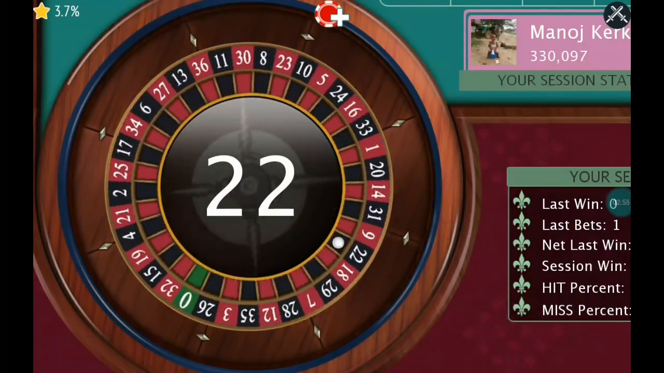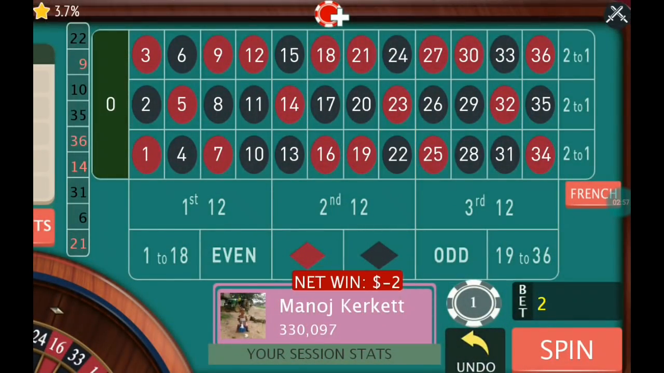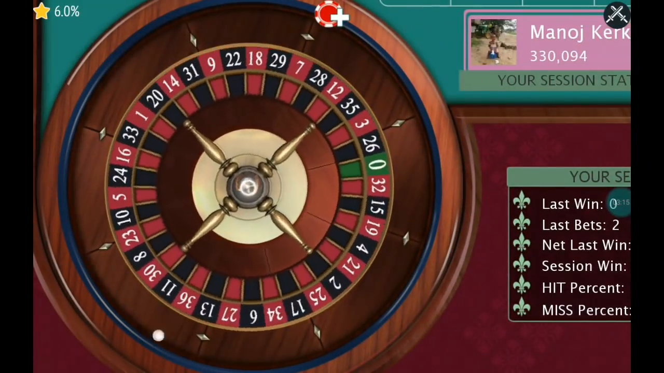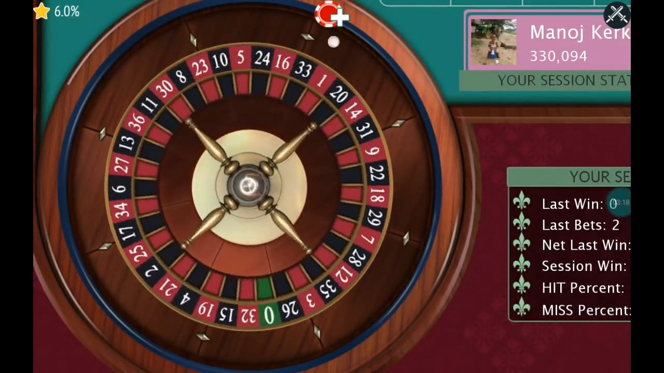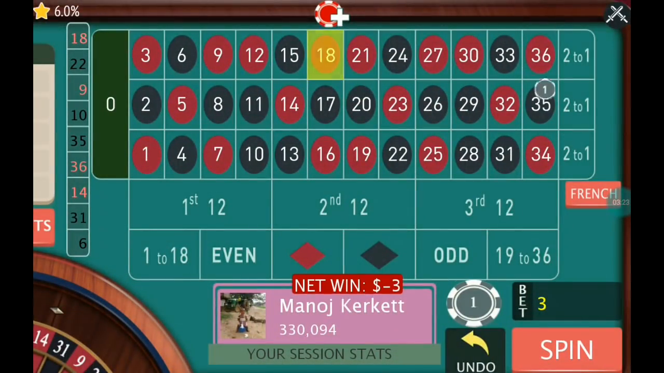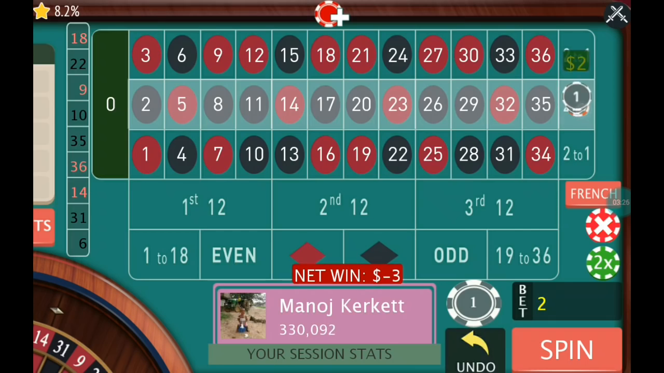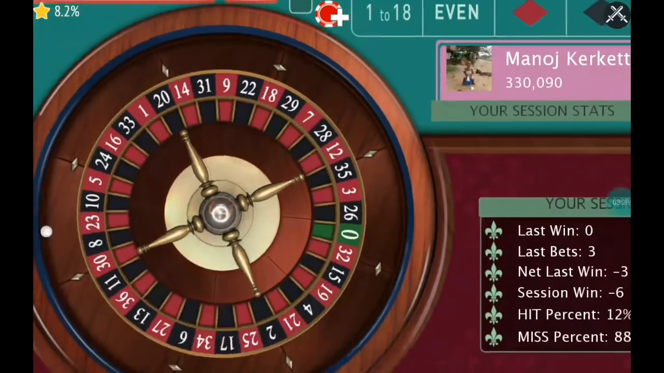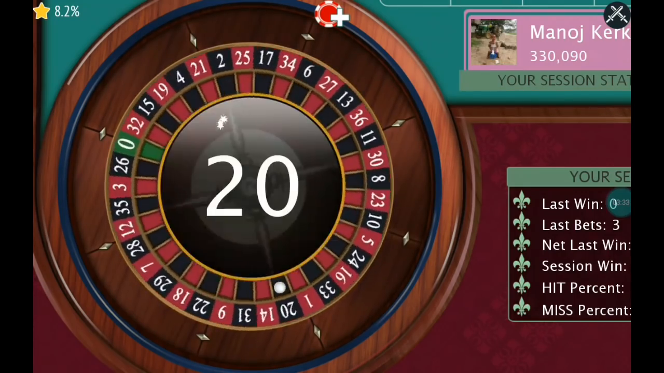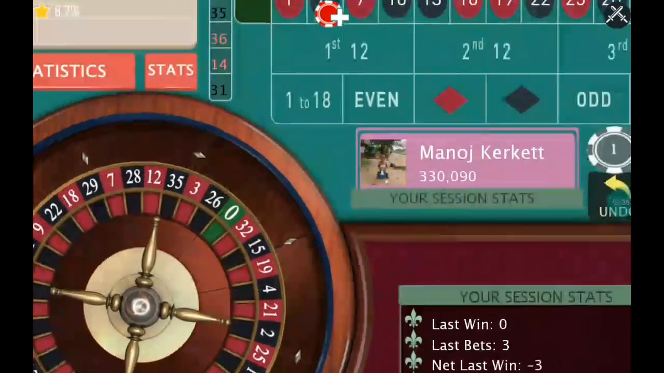It's 22 and I lose. So again I lose my $2 bet. So I will put a $3 bet, on any of the places, that doesn't matter. But what matters is my $3 bet. Suppose I put $3 here. It's 18. Again I lose. So now it's time to add $4. The place really doesn't matter, but you can place your bet very systematically.